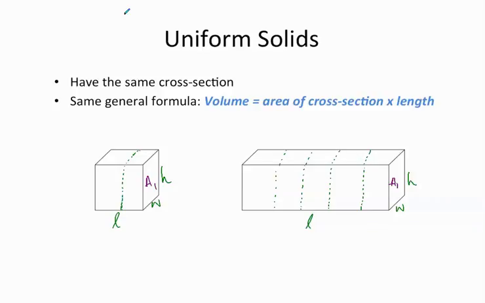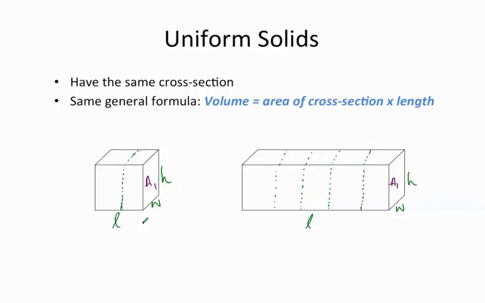Okay, so first up we look at uniform solids, and uniform solids just means that throughout that solid, it's going to have that same cross section. So if we have a look at this cube here, if I cut down here and just sliced into it, it's going to have that same A1 face to it. Same with this rectangular prism here. If you think about a bar of butter, if you slice that down, it's still going to have that square end shape there. So the general formula for a uniform solid is going to be the area of that cross section, or A1 in this instance, multiplied by the length of that prism.